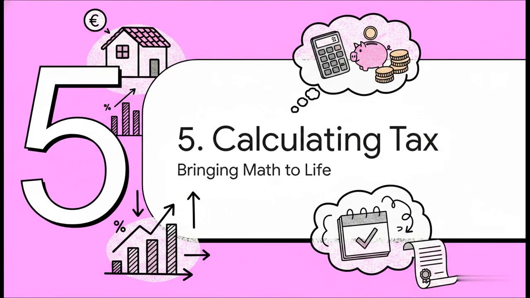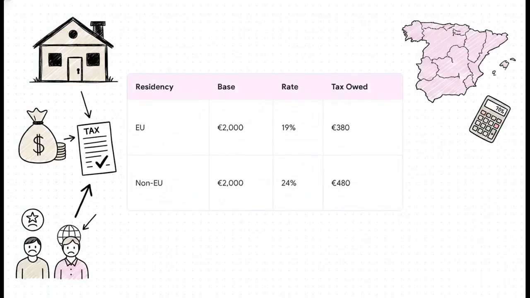Section 5. Calculating your tax. Bringing the math to life. Let's see how this all comes together. Let's look at a totally vacant property with a cadastral value of 100,000 euros. And let's say it's in a town that hasn't updated its values, so we have to use the 2% rate. That gives us an imputed income base of 2,000 euros for the year.